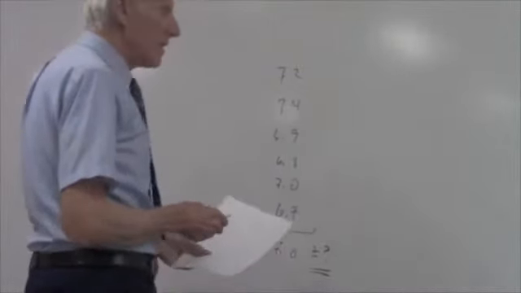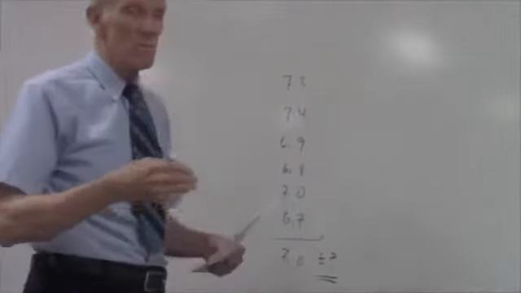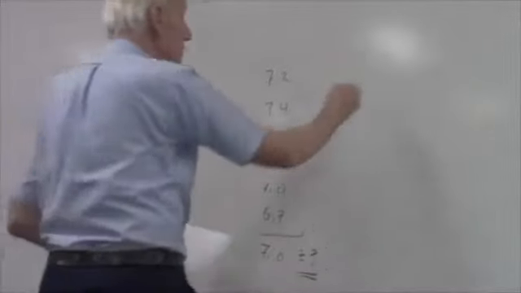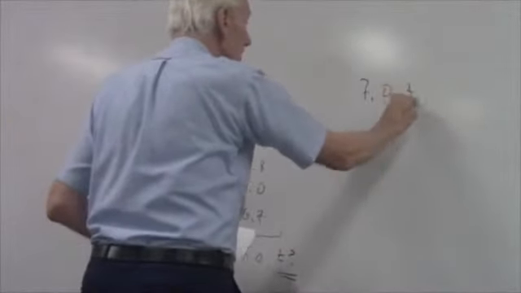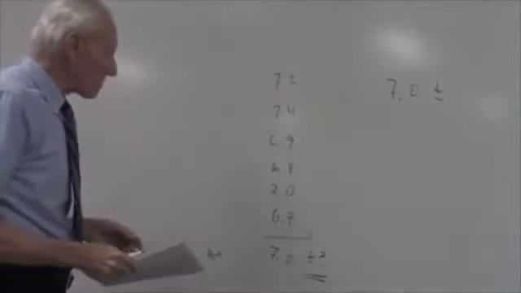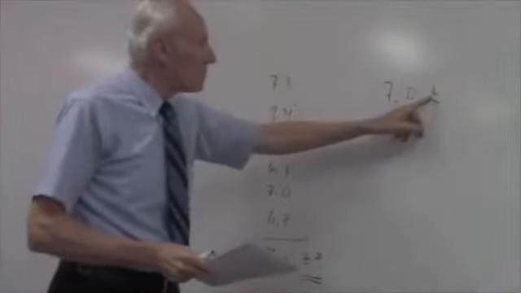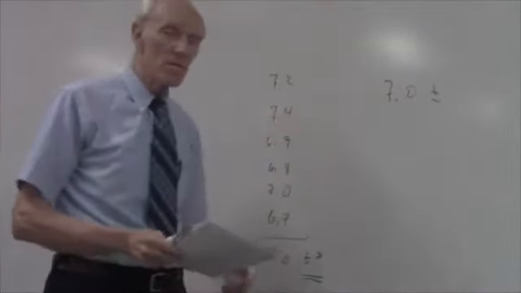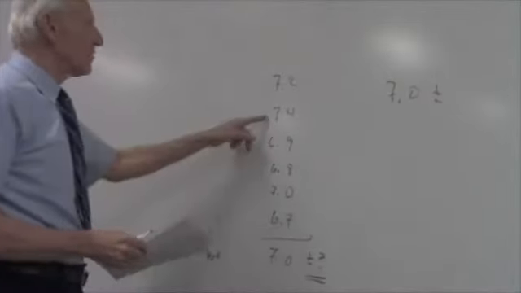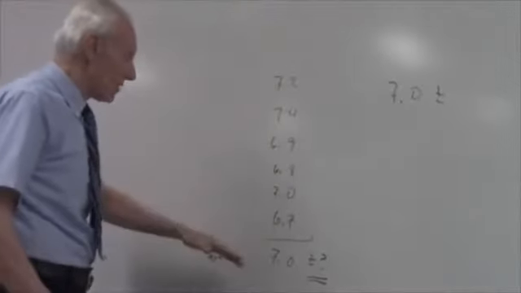And the maximum deviation means, kind of what it says, the maximum deviation from the mean, from the average. So 7.0 plus or minus what? You look at these data and you say, what's the number that's either most above or farthest below 7.0? And that's this one, 7.4. Sometimes it's the number above it, sometimes the number below it.